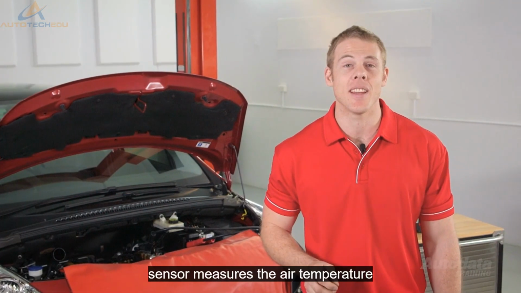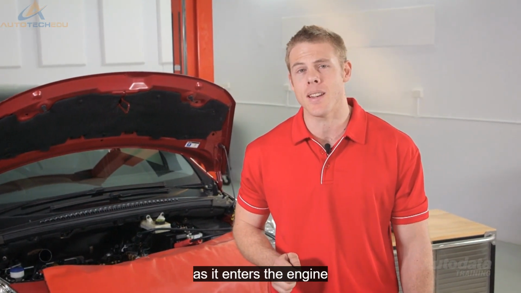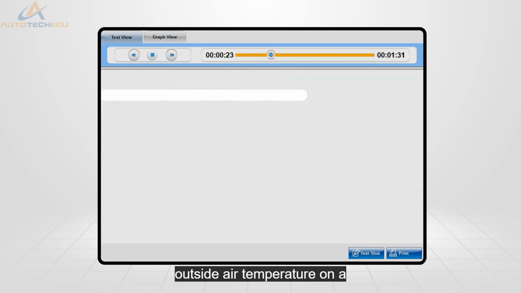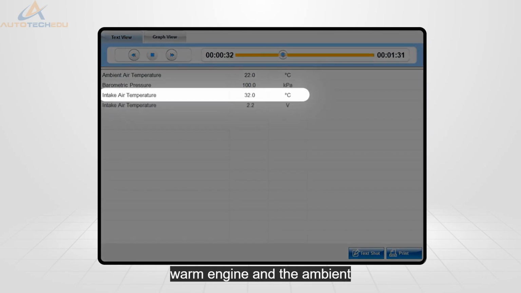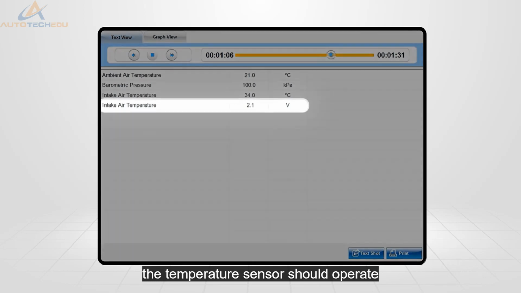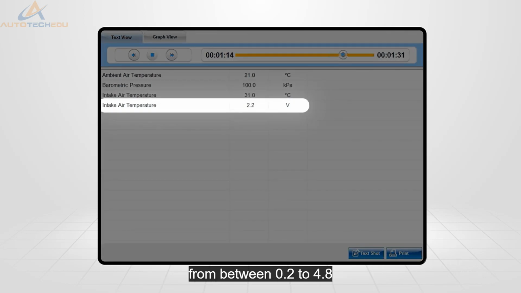The IAT sensor measures the air temperature as it enters the engine. This value will change depending on engine runtime and outside air temperature. On a warm engine and the ambient temperature around 20 degrees, this is what a good sensor should look like. On a correctly operating vehicle, the temperature sensor should operate from between 0.2 to 4.8 volts.